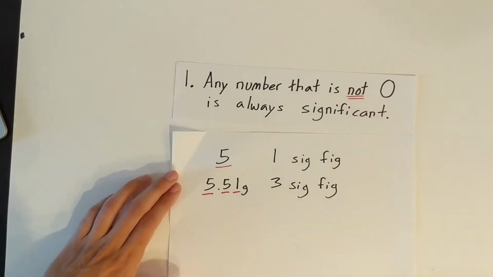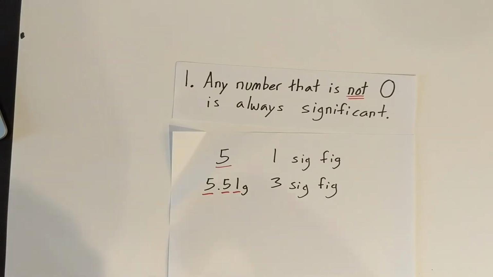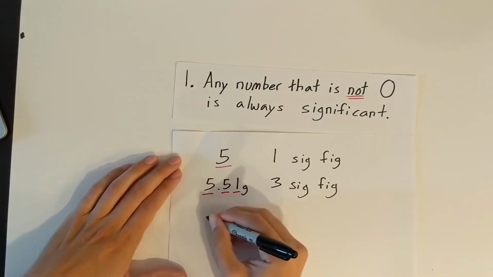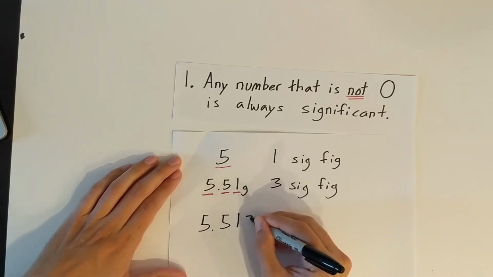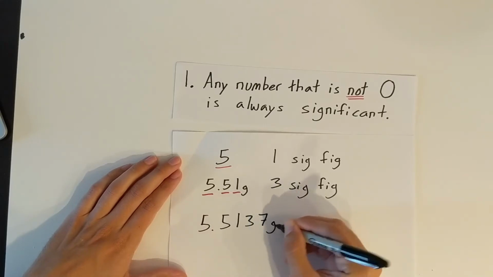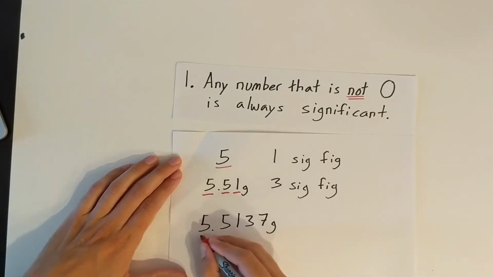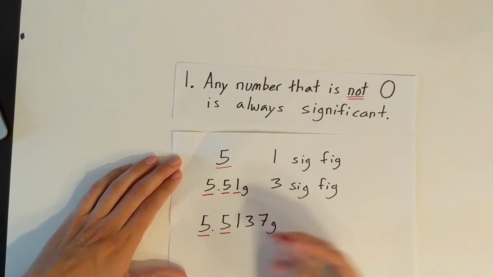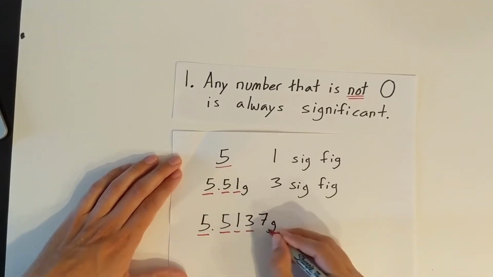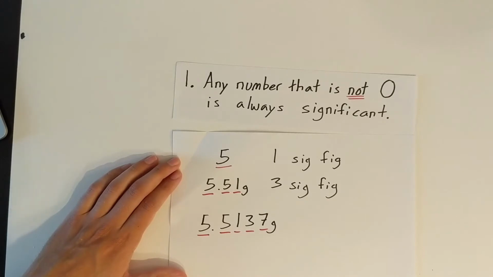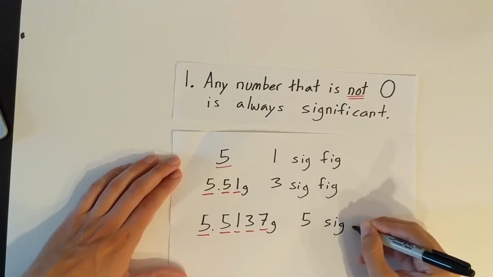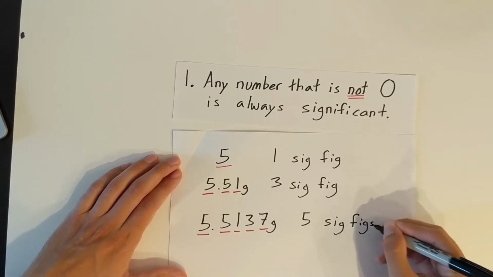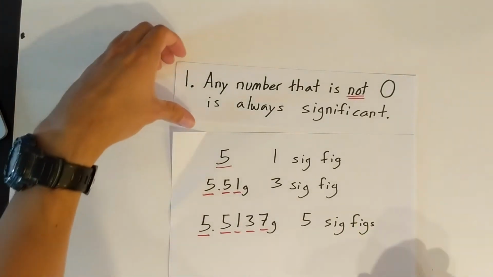So that adds up to 3 significant figures. And let's say you had an even more precise scale that could tell you it's 5.5137 grams. That one would be a sig fig. There's a sig fig. There, and there. So that would be 5 significant figures. All right, so that is rule number 1.